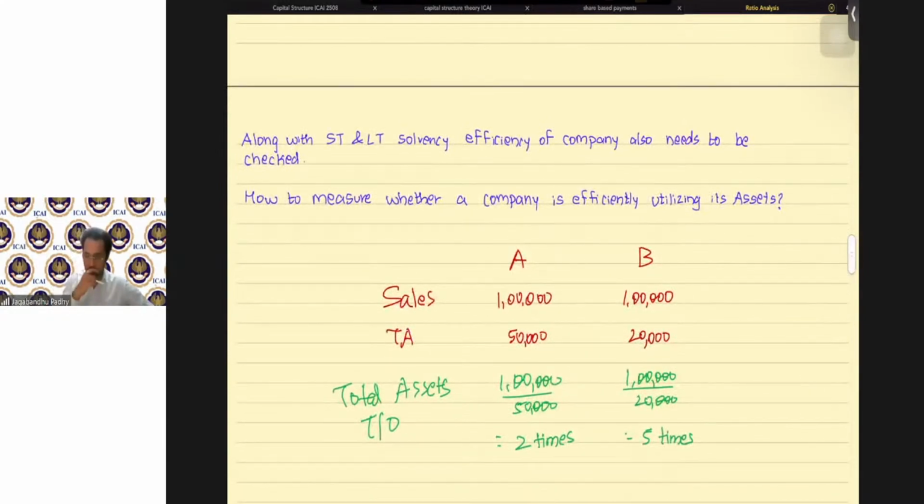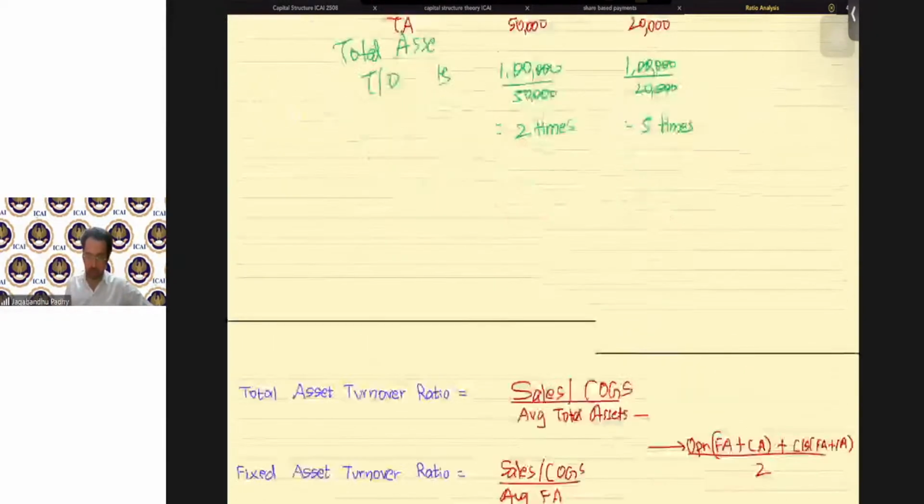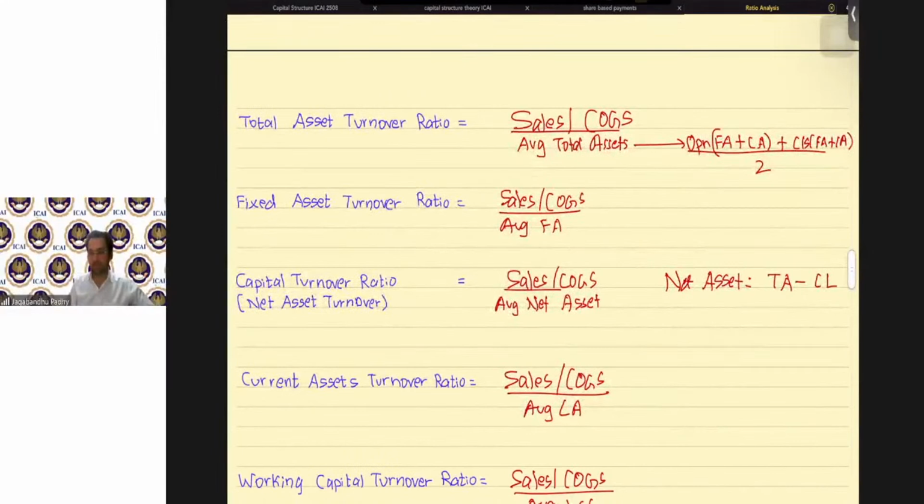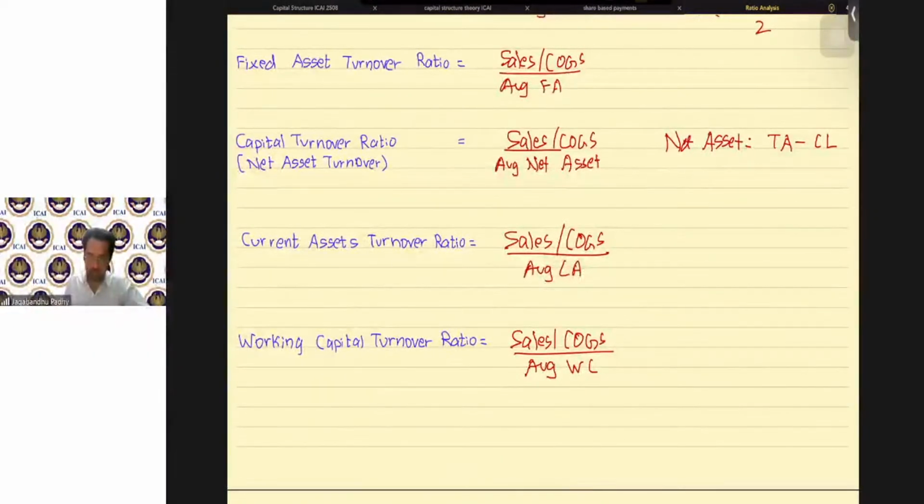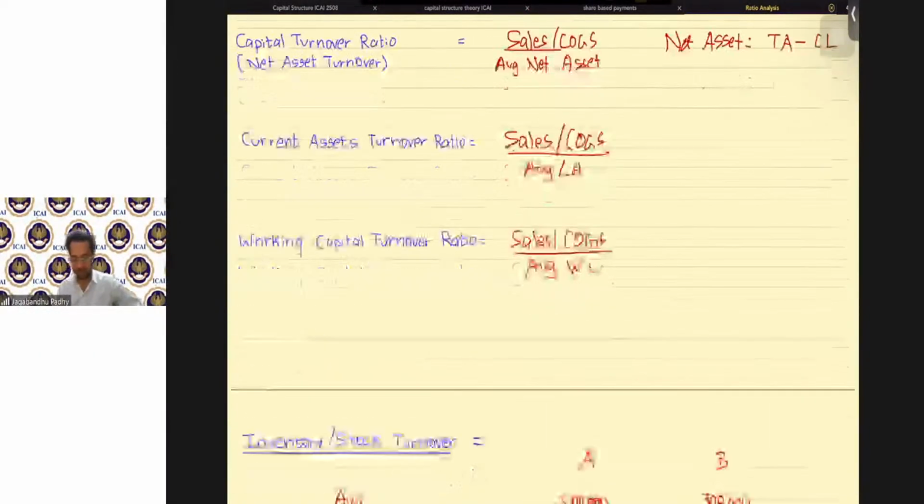Okay. Now, along with this, what we saw was some of the turnover ratios, and we found that turnover ratios all of them were having the format as sales or COGS upon that typical number. So total asset turnover was sales upon average total assets. Fixed asset turnover was sales upon average fixed asset. Capital turnover was sales upon average net assets. Current asset turnover was denominator being average current asset. Working capital denominator being average working capital.